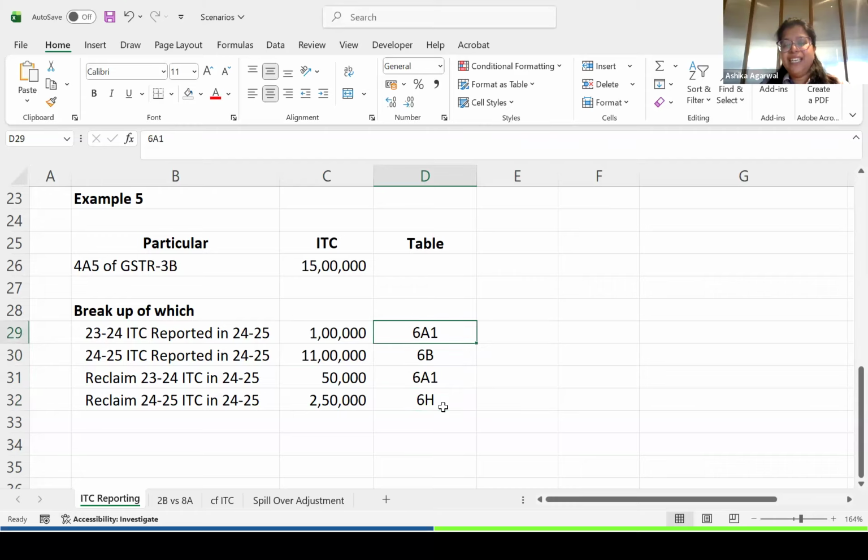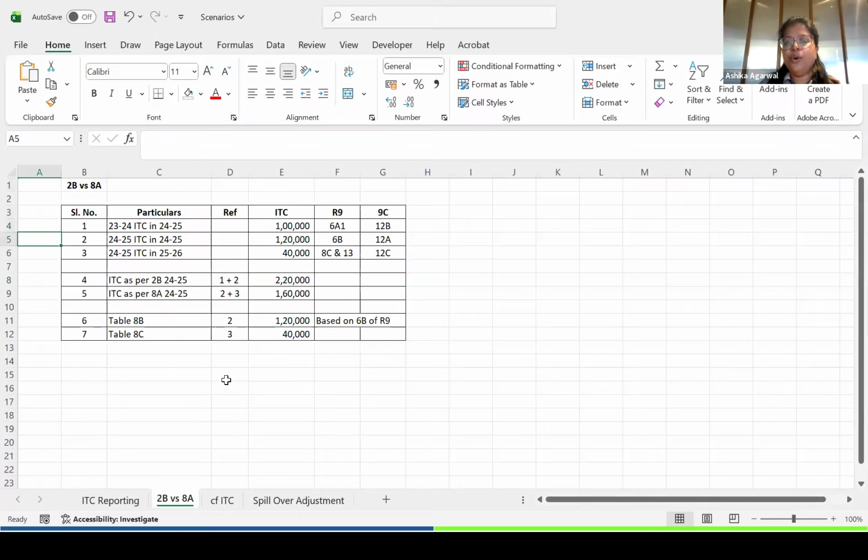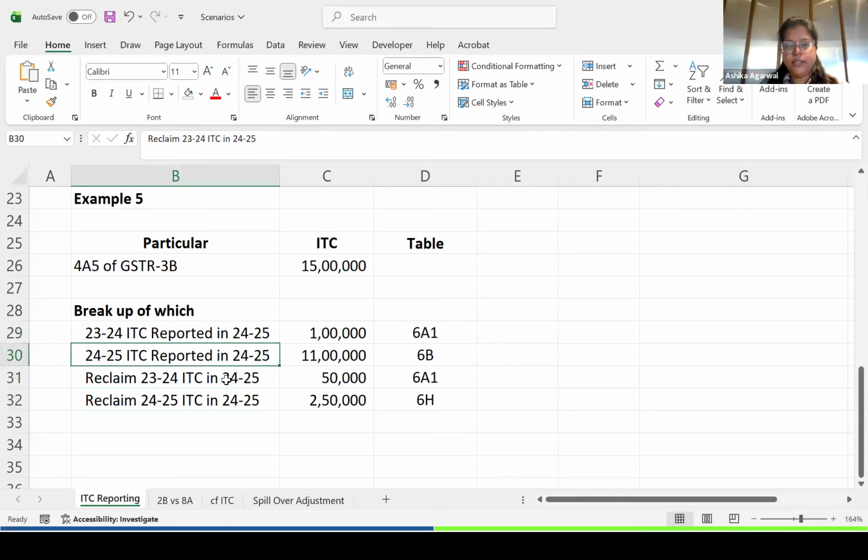Second problem, why they divided ITC of last year and fresh availment, where fresh availment means first time availment, is that there is a difference in how the data they are planning to auto-populate for 2B and 8A. For that I will come. Let me first take you through only this one.